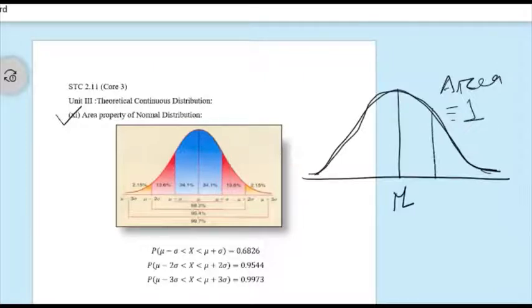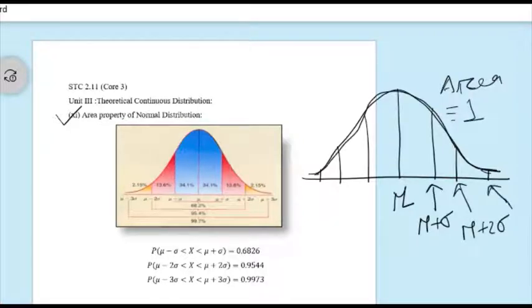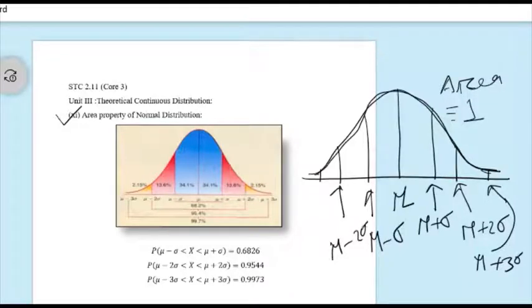And we can find out the distance from this middle point to sigma, that is mu plus sigma. This point is mu plus 2 sigma, this point is mu plus 3 sigma, and on the left hand side this point is mu minus sigma, the second point is mu minus 2 times of sigma, third point is mu minus 3 times of sigma, and minus infinity the lowest point, and plus infinity is the highest point.